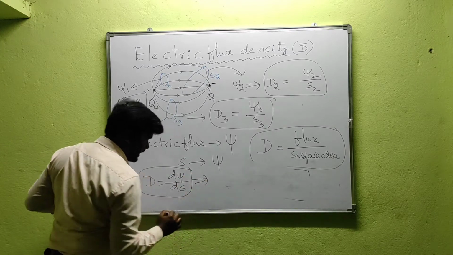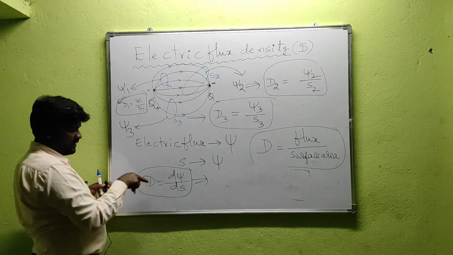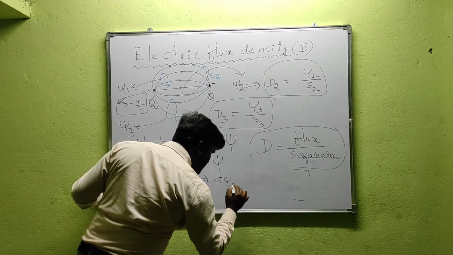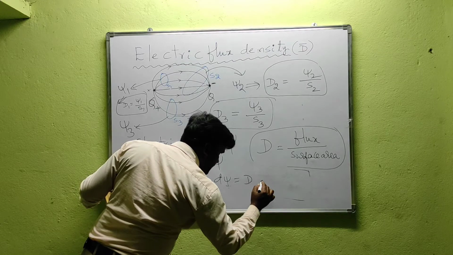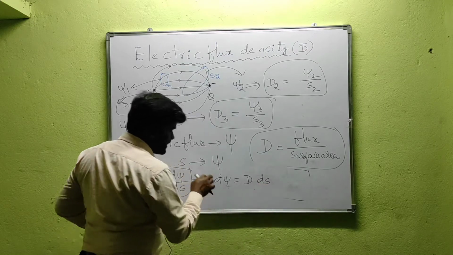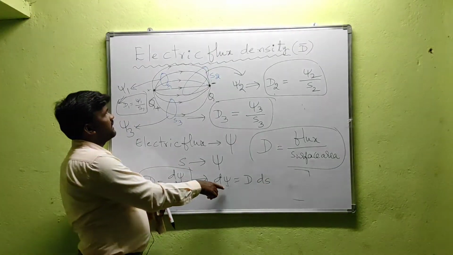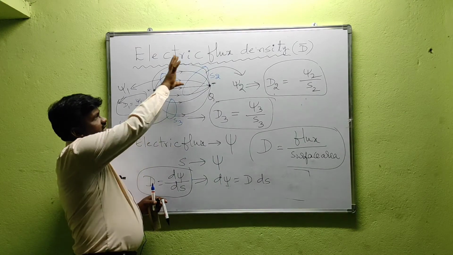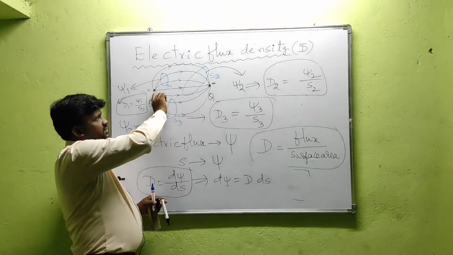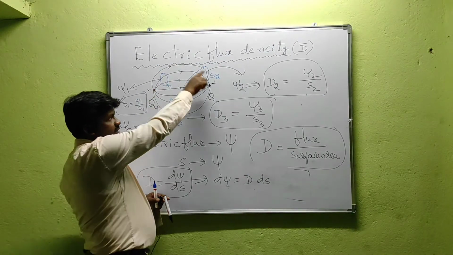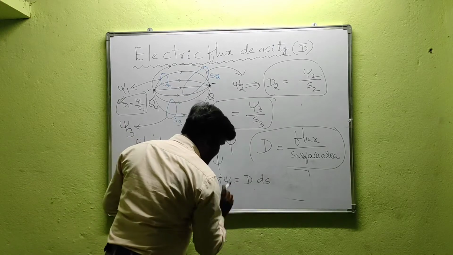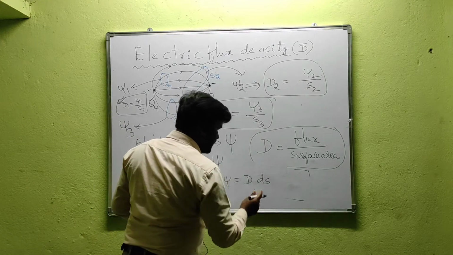Now we can write the expression for this differential flux in terms of D and dS, that can be written as dψ equals D into dS. Of course it is a scalar quantity. Why is it a scalar quantity? The source for this flux is nothing but charge. This flux emanates from positive charge and terminates at negative charge.